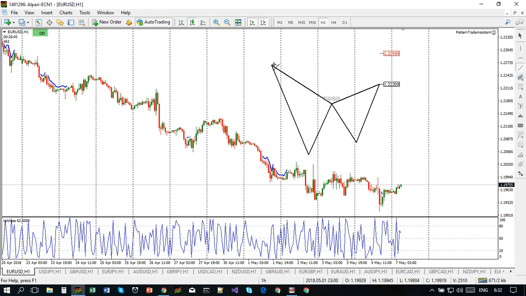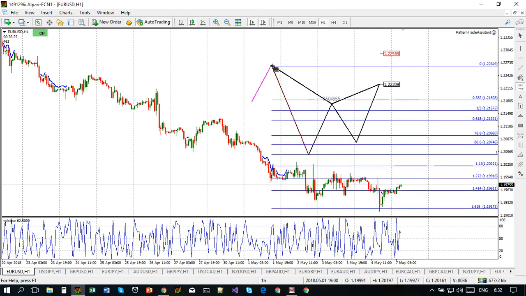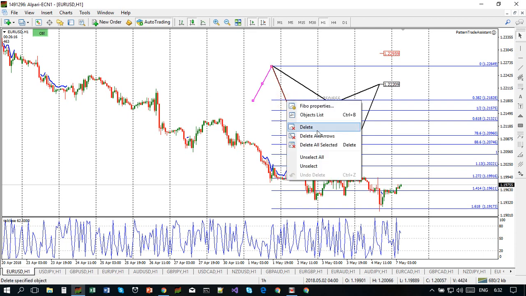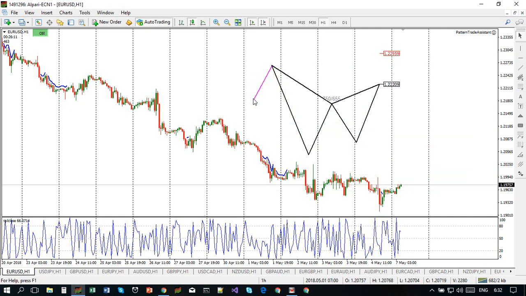Another thing about this first movement is that the previous movement should be at least 1/3 of this movement. So you should calculate this. Let us calculate it this way. From here to here we have 382, and this previous movement is exactly 382, so it is more than 1/3. 1/3 is 0.333. So keep this in mind. It will not be very good if you identify patterns this way. It will not be a valid pattern and should be skipped. That's it about the first leg, the X to A.